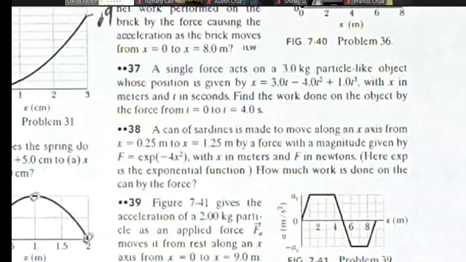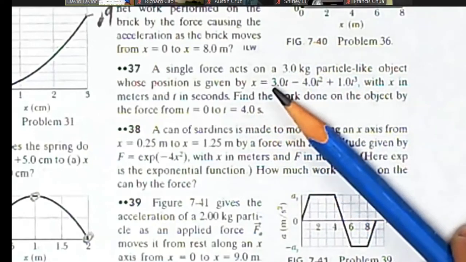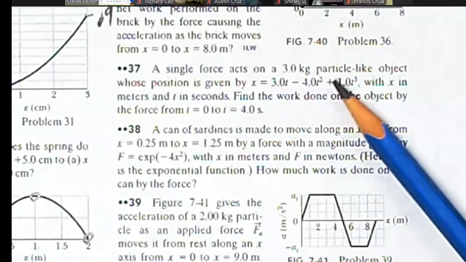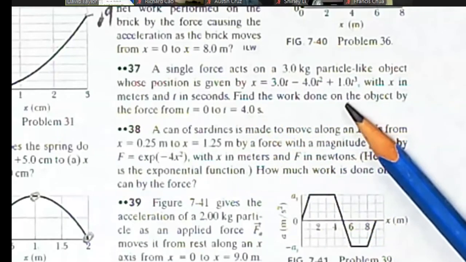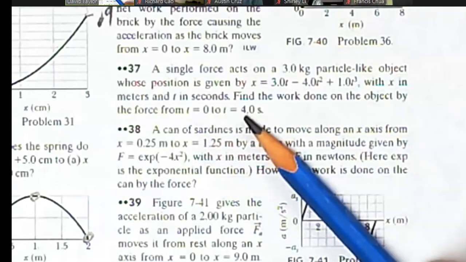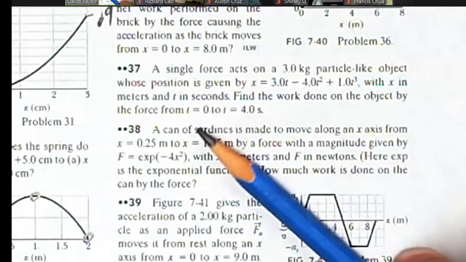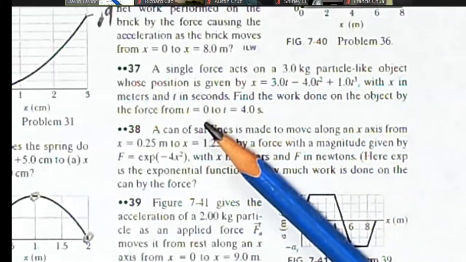So problem 37, we have a single force acting on a 3 kilogram particle-like object whose position is given by this equation. With x in meters and t in seconds, find the work done on the object by the force from 0 to 4 seconds.